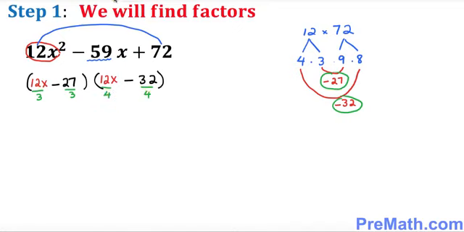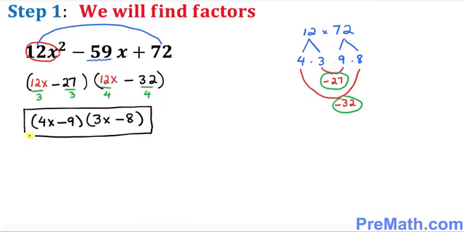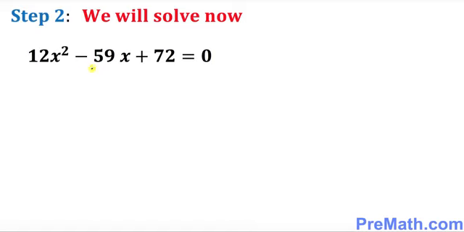So you just go ahead and simply divide this one, and that is going to give you 4x minus 9, and that's going to give you 3x minus 8. And that is the answer. These are our factors. So now in the second step, we are going to solve this quadratic equation.